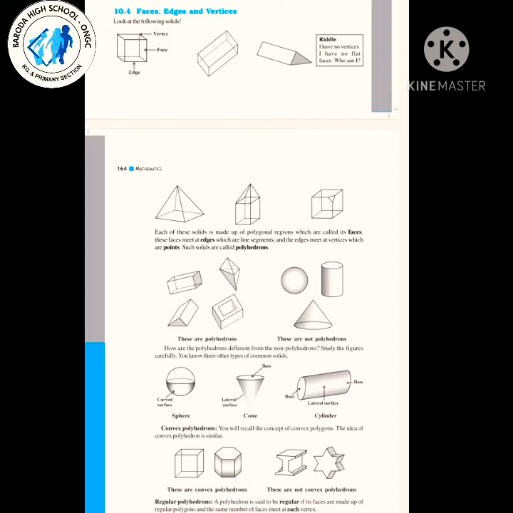Now, such solids are known as polyhedrons. We have seen that polyhedrons have surfaces which are known as faces and they meet at edges. Now, they should not be open from any end. So, on this page, there are certain solids which are polyhedrons and the others which are not polyhedrons. Now, we'll see what are convex polyhedrons and what are regular polyhedrons.